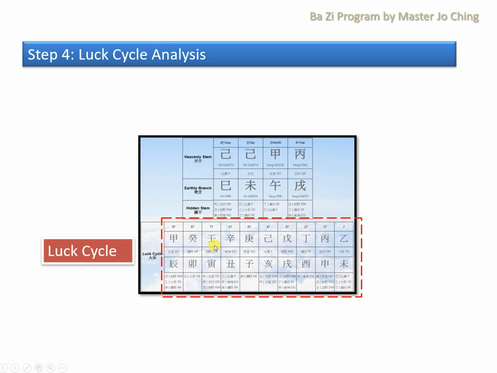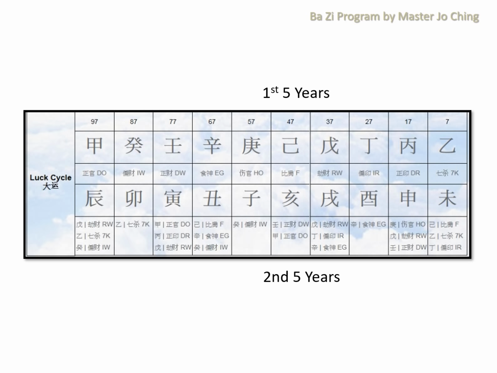Okay, and of course your luck cycle. First of all, it is a 10-year luck cycle, but in our school, we will teach you how to do analysis because we are going to break up the stems and the branch. First 5 years, second 5 years: how is the stem going to interact with your natal chart? How is the branch going to interact with your natal chart?